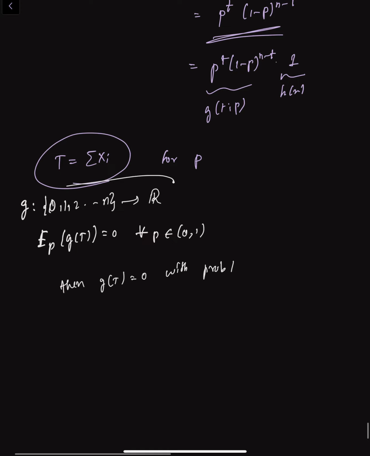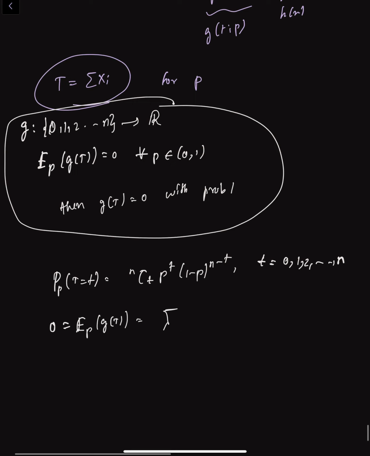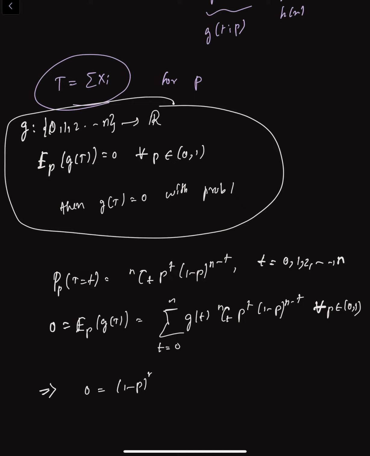So that means if I consider the probability that T is equal to t, that is nothing but n choose t into p to the power t into (1 minus p) to the power n minus t, where t is equal to 0, 1, 2 and so on till n. So 0 is equal to the expectation of z of t. That means summation t equals 0 to n, z of t into n choose t into p to the power t into (1 minus p) to the power n minus t, for all p belongs to 0 to 1. So that means 0 is equal to (1 minus p) to the power of n into summation t equals 0 to n, z of t into n choose t into (p by (1 minus p)) to the power t.